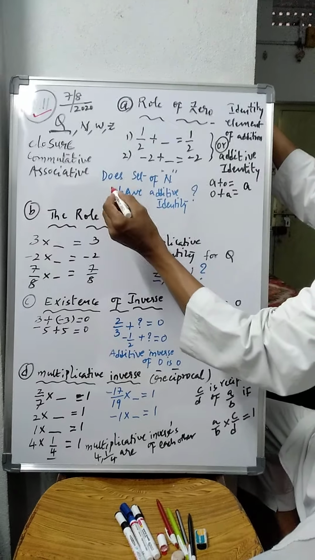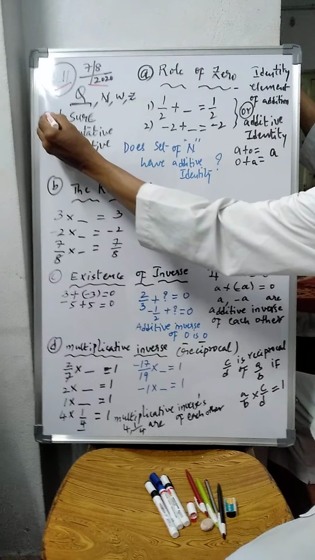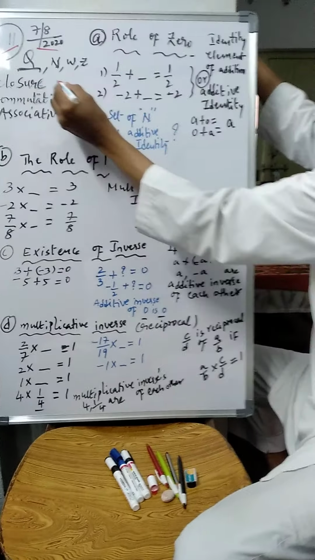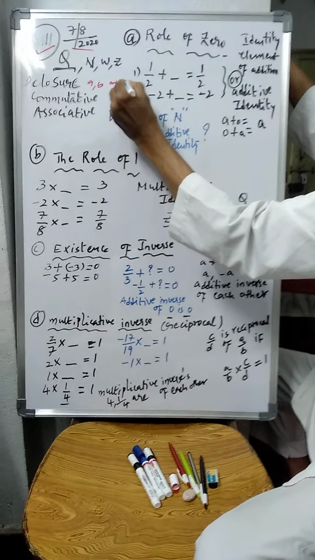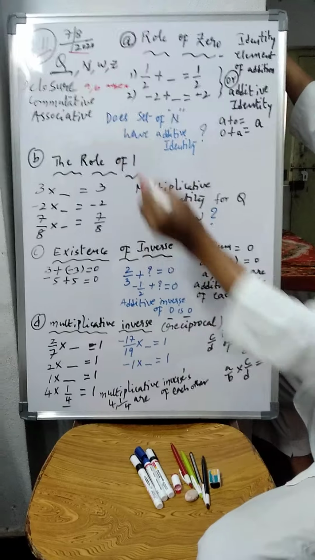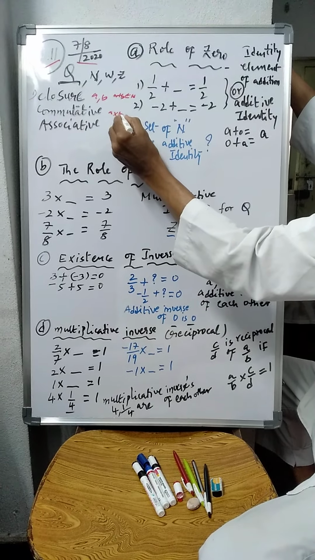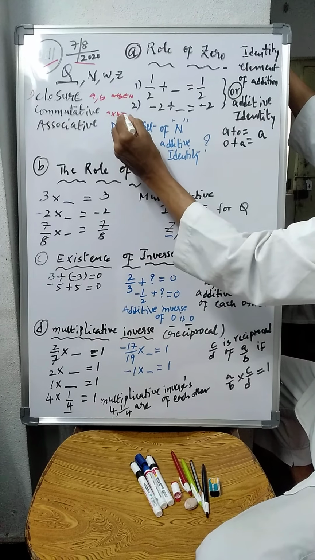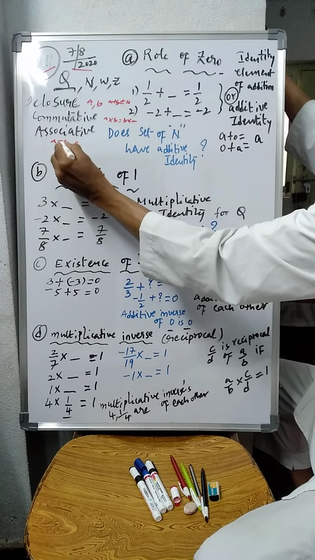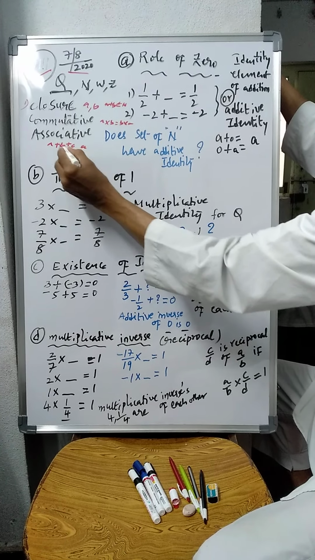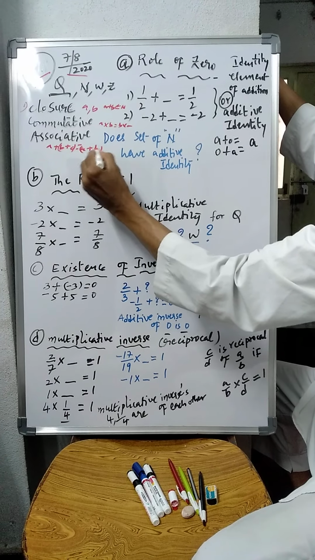See, 8th class. Earlier classes we have seen three properties. Number one, closure property, that is A, B belong to N, then A plus B belongs to N. Then commutative property, A into B, or A plus B is equal to B plus A. Then associative, A, B, C: A plus B plus C is equal to A plus B plus C.